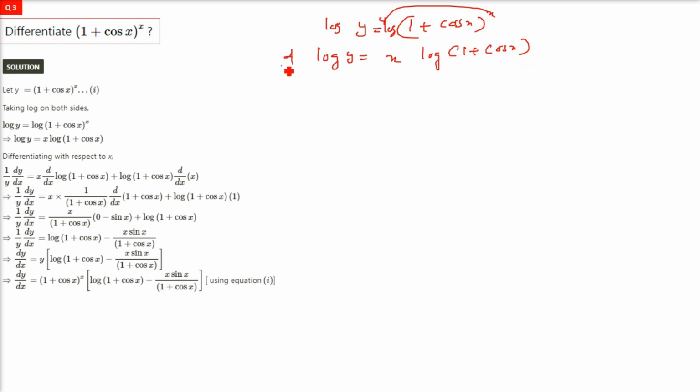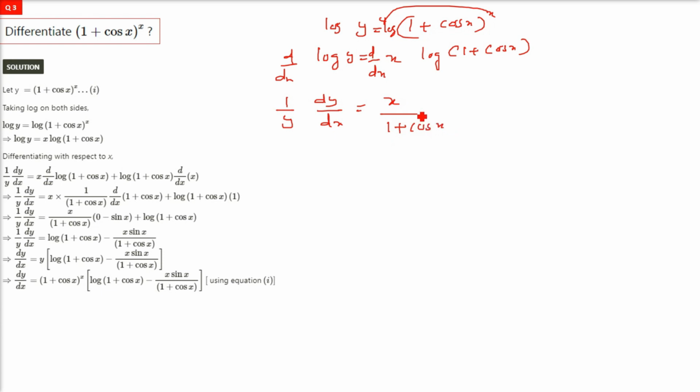Take the differentiation, differentiate both sides. So we have log y as 1 by y dy by dx. Here we have two things, x and log 1 plus cos x. We'll use the product rule in order to differentiate them. x we will take, then the differentiation of log, whatever content is with log, it will come in the denominator.